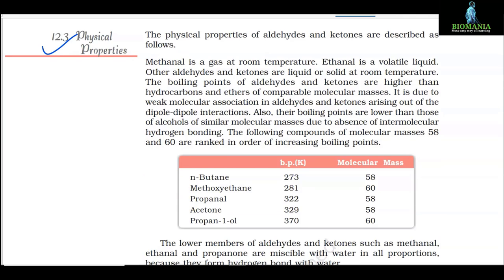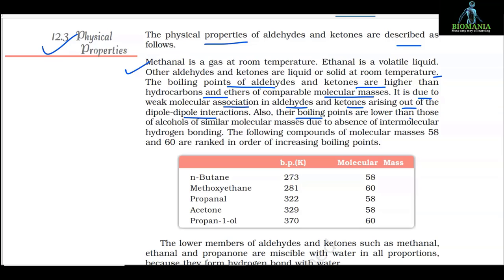12.3 Physical properties. The physical properties of aldehydes and ketones are described as follows. Methanal is a gas at room temperature. Ethanal is a volatile liquid. Other aldehydes and ketones are liquid or solid at room temperature. The boiling points of aldehydes and ketones are higher than hydrocarbons and ethers of comparable molecular masses. It is due to weak molecular association in aldehydes and ketones arising out of dipole-dipole interactions.